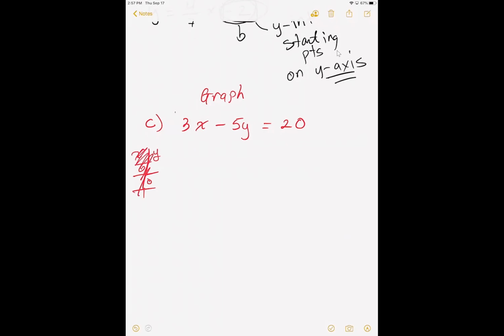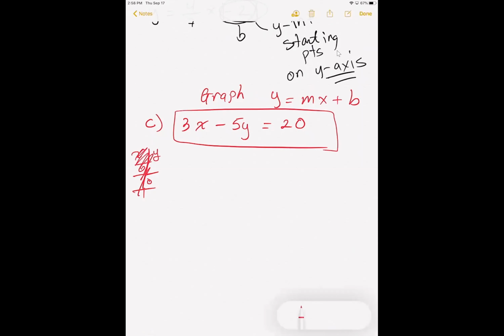Well, hopefully you recognize that this is not in slope-intercept form. We need to get it into slope-intercept form. This is your standard form, the x and y on one side and the constant on the other side. So we know that we need to solve for y. We need to get y by itself. I don't want to move the y, so I need to get rid of the x.